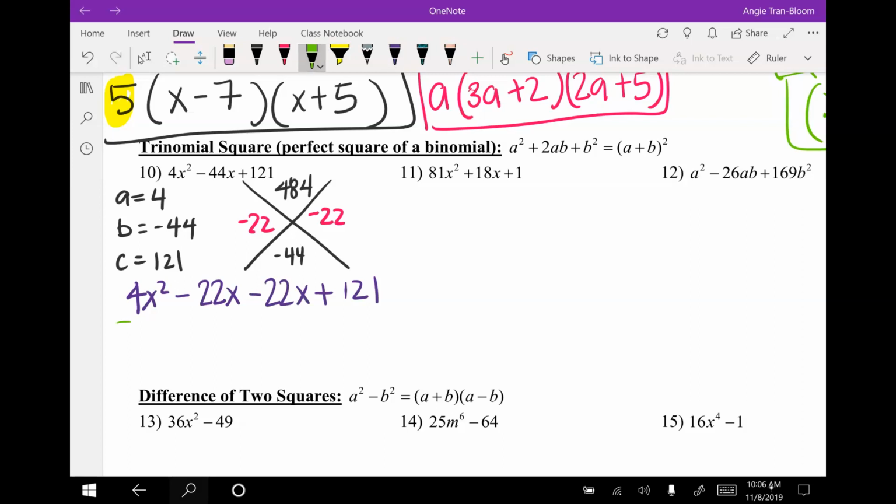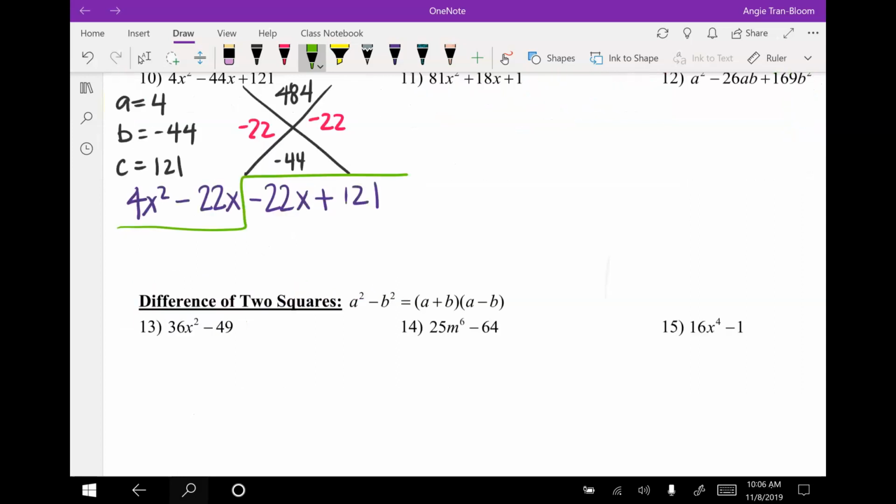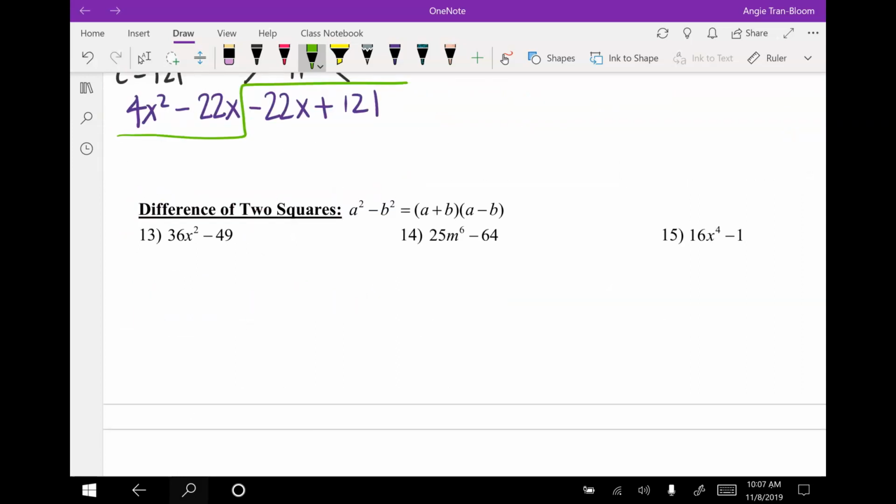All right. By grouping. 4x squared, take away 22x. GCF, please. 2x. Okay, what's left? 4x squared divided by 2x is 2x. Negative 22x divided by 2x is negative 11. Do we factor out negative or positive next? Negative. Negative 11.